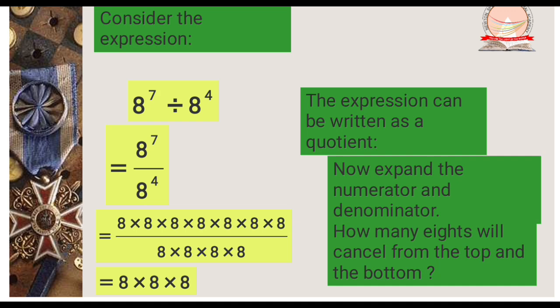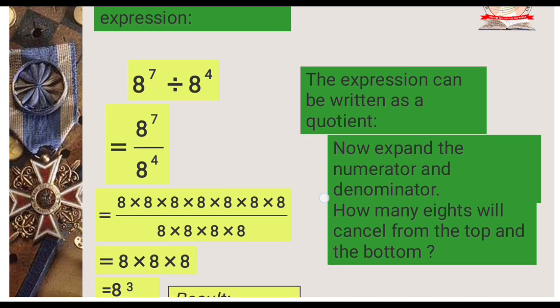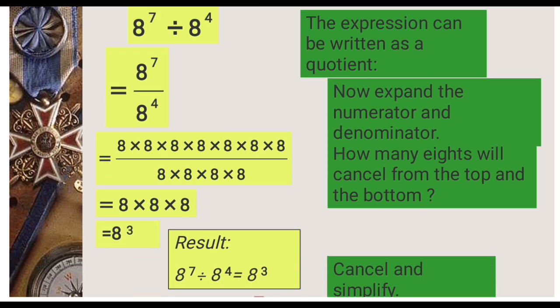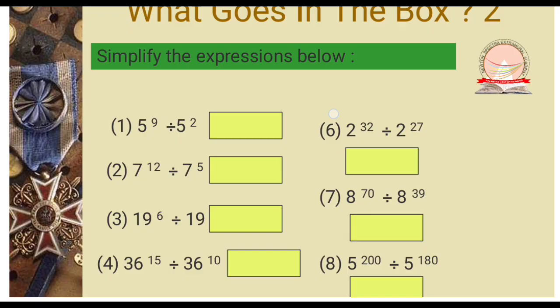So we cancel out 8 from the numerator and the denominator respectively. If we cancel out 8 from the numerator and the denominator, we are going to be left with 3 8s. And having 3 8s, we are going to be having 8 raised to the power of what? Of 3, which is the index of 8 times 8 times 8. And 8 raised to the power of 3 is going to give us 512. That's if you're asked to leave your answer in expanded form. So let's take a look at this exercise we have here.